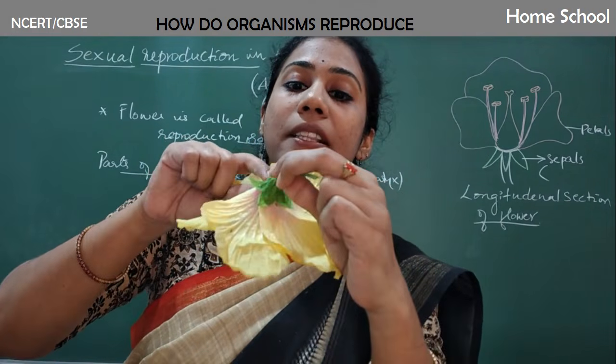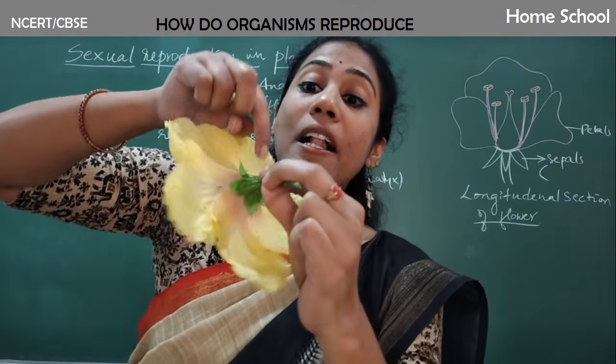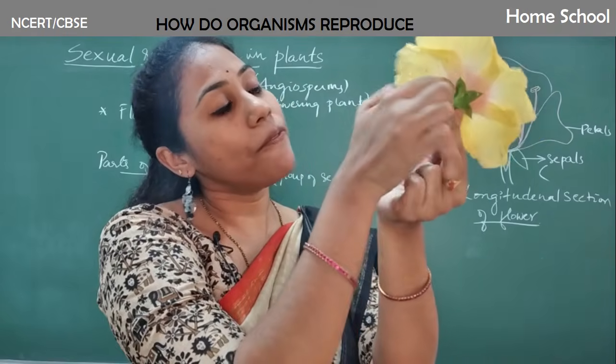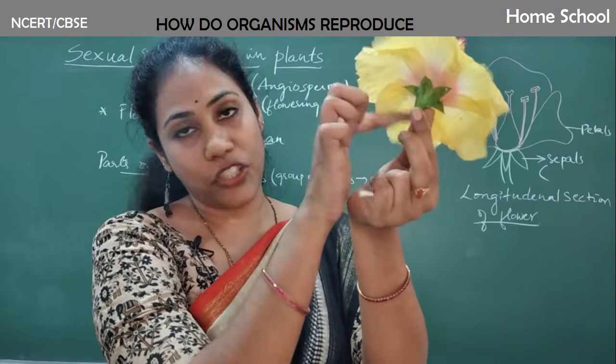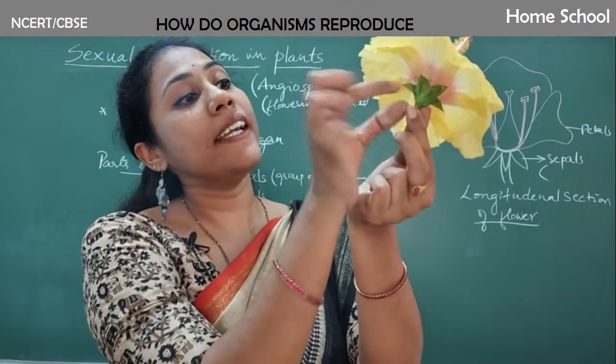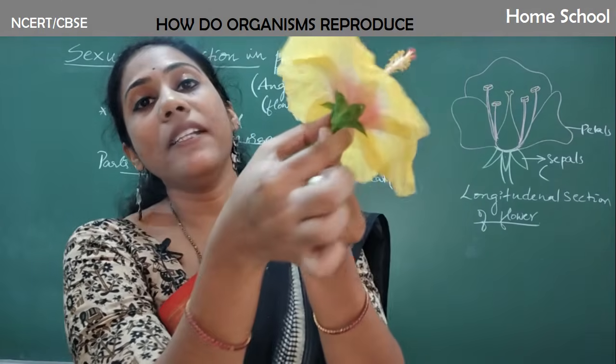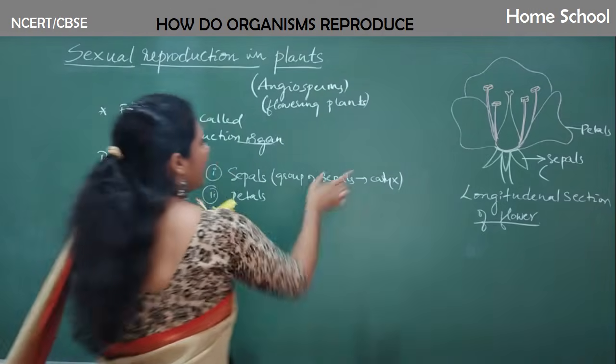This is one sepal, this is one sepal, this is another sepal. But there are so many sepals combined together to form one particular perfect structure, isn't it? So the whole thing, a collection of the entire sepals, is what we call calyx.